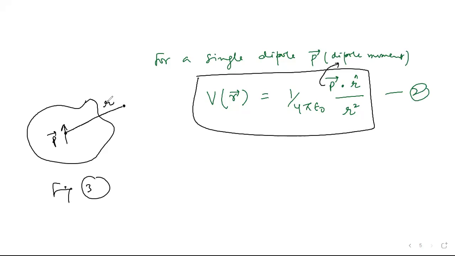So we are interested, initial vector R. We're interested in finding the potential due to this whole polarized object. Let me write it. This is a polarized object. Because for a single dipole, this is the potential expression.